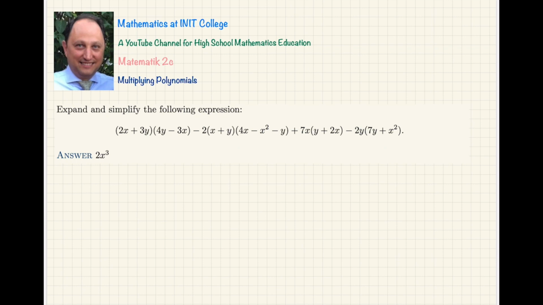In this video I am going to solve the following problem for you. Let me read the problem for you first. Expand and simplify the following expression: (2x + 3y)(4y - 3x) - 2(x + y)(4x - x² - y) + 7x(y + 2x) - 2y(7y + x²). It would be a good idea if you pause the video at this point and try to solve the problem yourself first. If you do it correctly, the final answer that you will get would be 2x³.